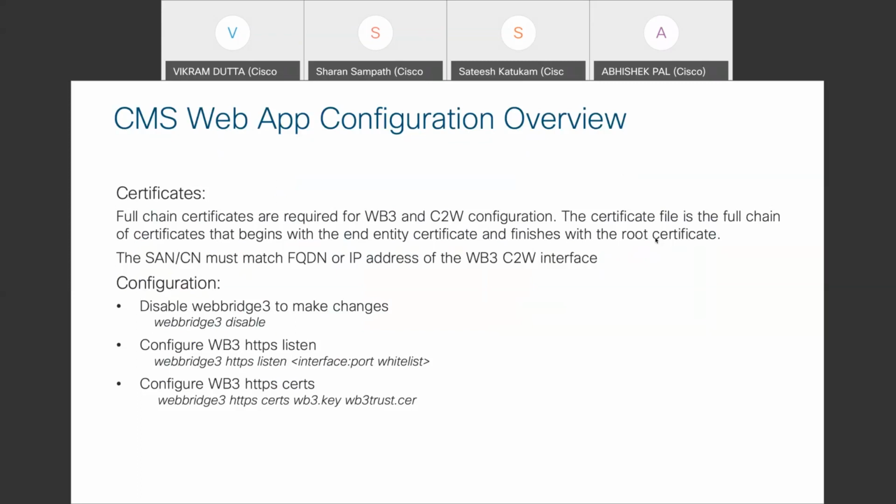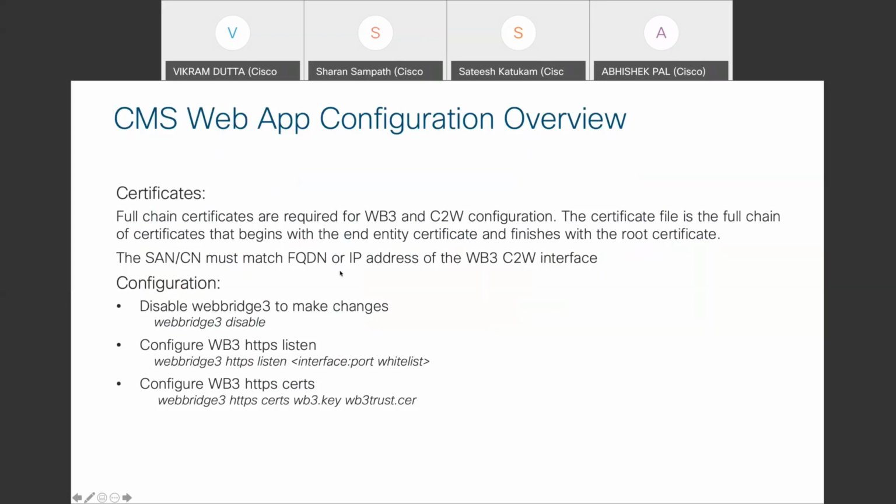Usually you have the option to download the full chain certificate from the CAs, or you can always create it with Notepad as well. You can basically copy them in a particular order and you should be able to get that done. The method on how to do it is there in the certificate guidelines guide.